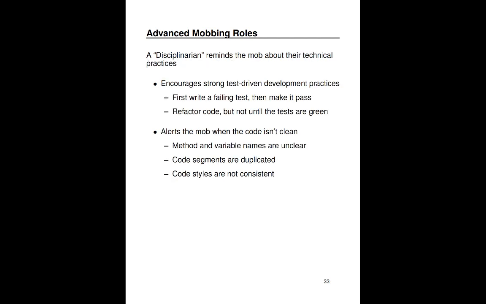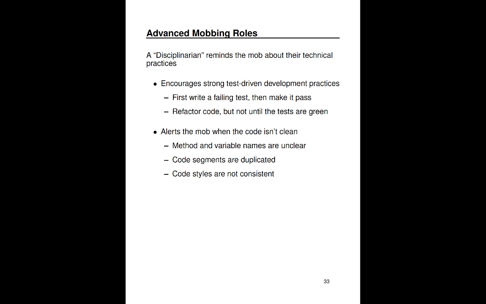The disciplinarian role reminds the mob about their technical practices. So this is not so much about the communication styles and behaviors of the team as much as it is the technical practices that the mob wants to take on. So for instance, a disciplinarian might encourage strong test-driven development practices. So making sure that the team always writes a failing test first before writing the code that makes it pass. It can also encourage practices like refactoring code, but not until after all the tests are green.